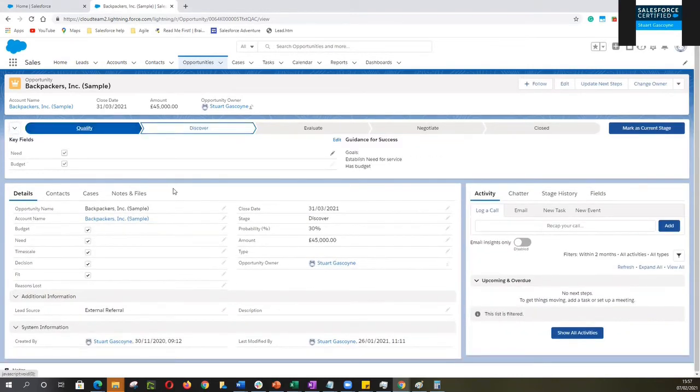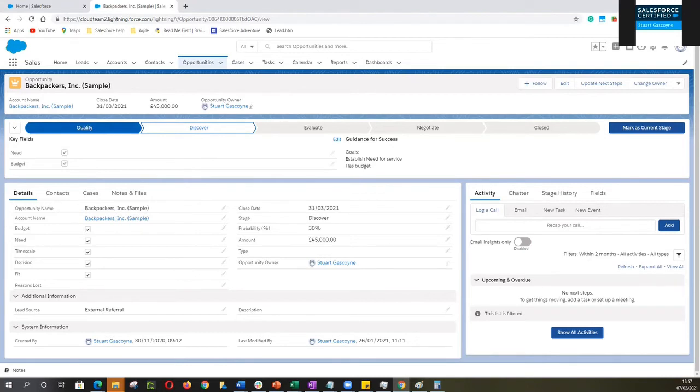So if I go to this stage here, qualify. Starting at the qualify stage, I need to establish, first of all, that they have a need for our services. In other words, that they have a problem that they want to solve, and by budget, I mean they're willing to pay for a solution.